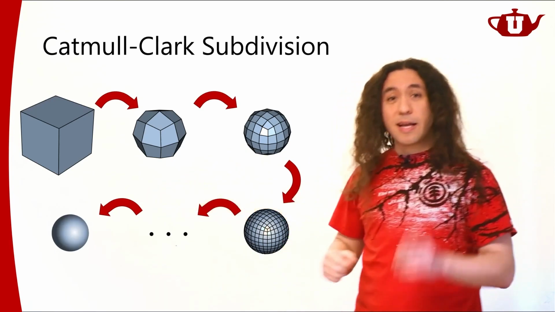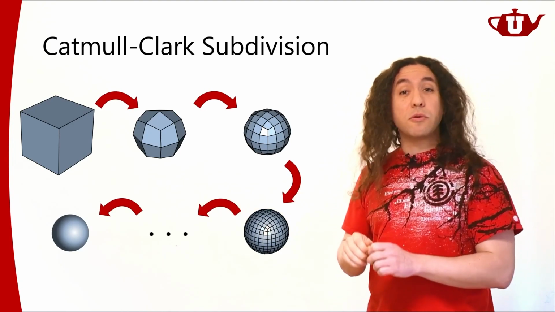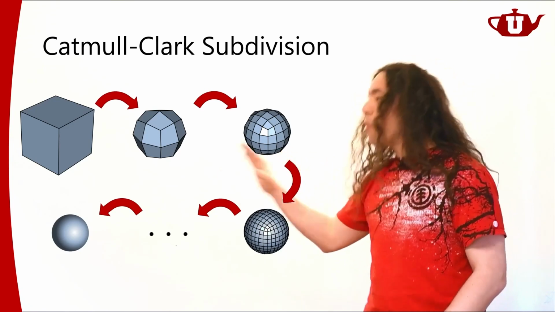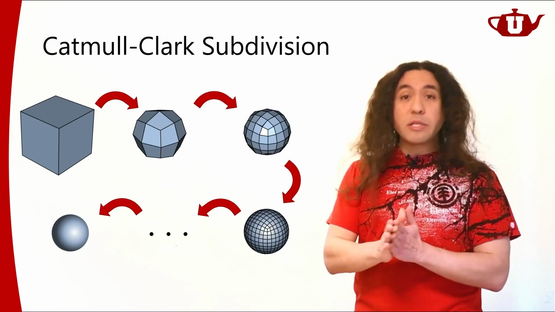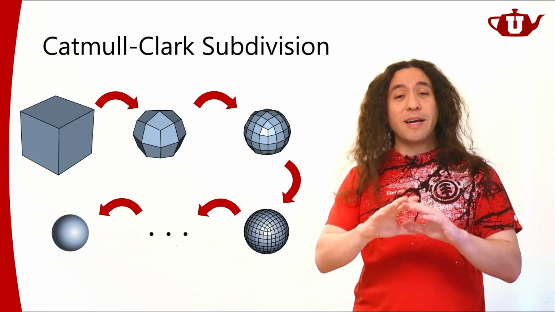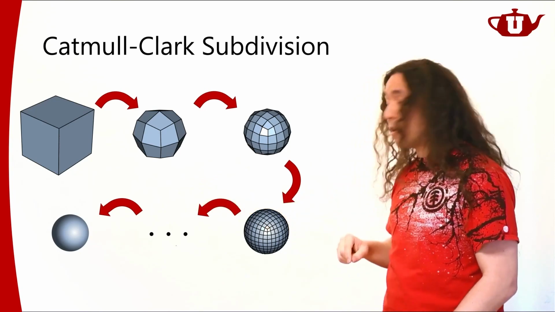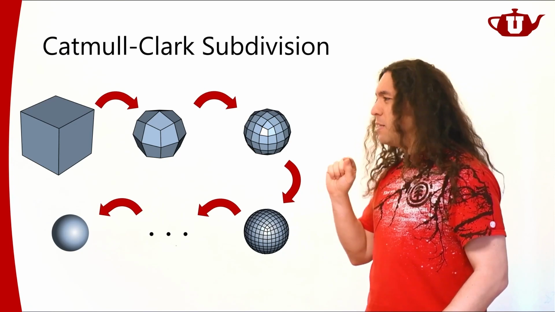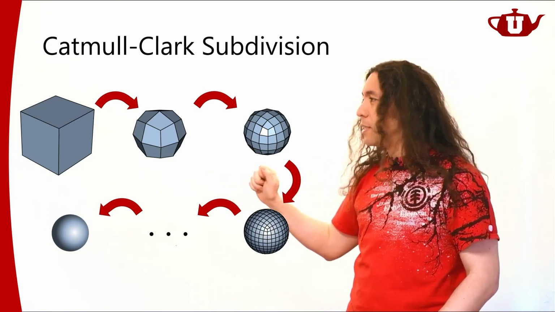The nice thing about that limit surface is that it is provably C2 continuous, except for the extraordinary points. But most of the surface is going to be C2 continuous, which is great, because C2 continuity will produce really nice looking, smooth, continuous looking reflections on surfaces. So we want to have C2 continuous surfaces in computer graphics. And the only place where C2 continuity breaks and it becomes C1 is these extraordinary vertices.